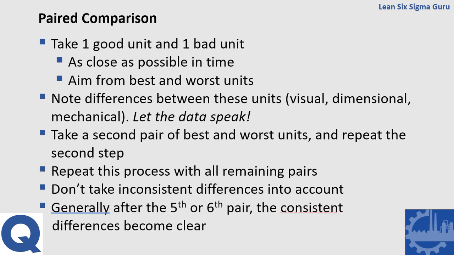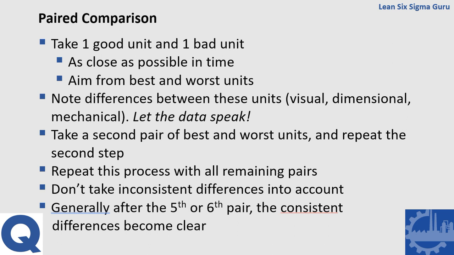So the process goes something like this. We begin with taking one good unit and one bad unit. We want them as close as possible in time, and we aim for the best and the worst units that we can find.